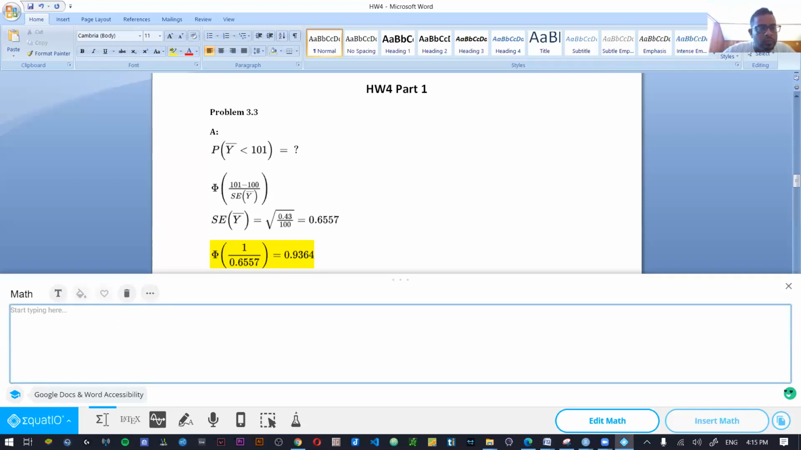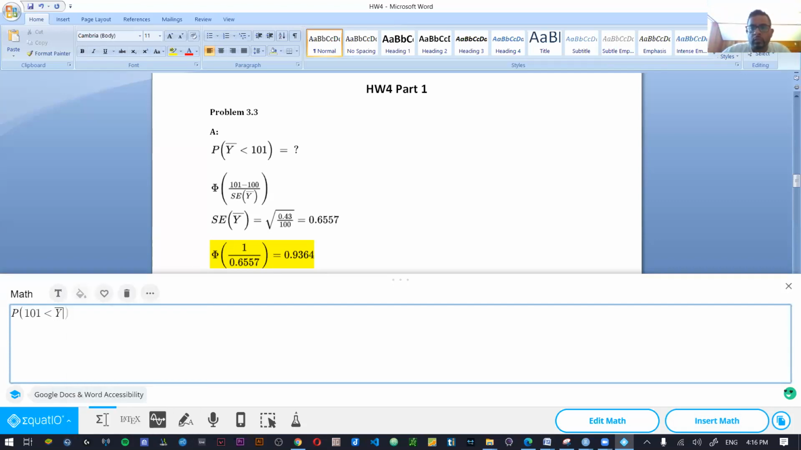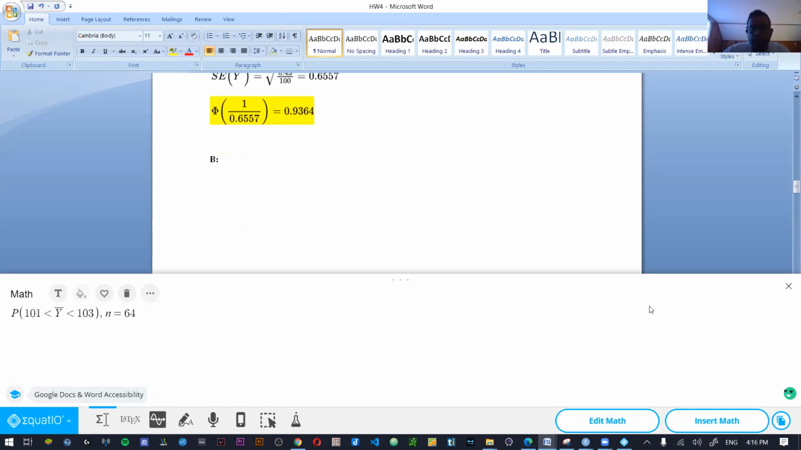Okay, so for the second problem, we want to find the probability of 101 being less than our y bar, and y bar being less than 103. We also have that n in this case is equal to 64. Correct. So that's the setup of the problem.